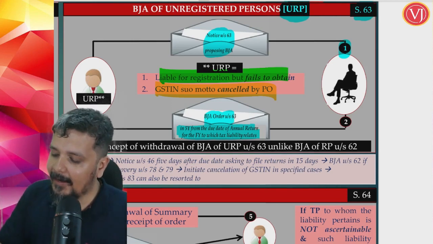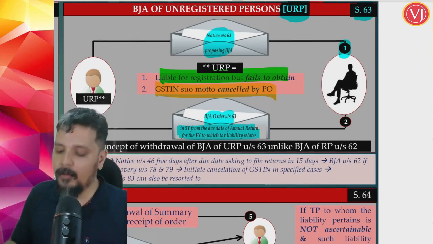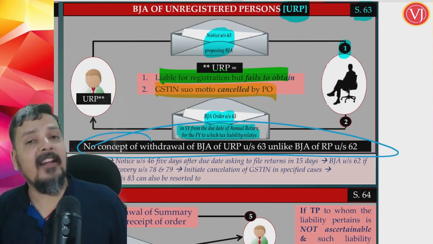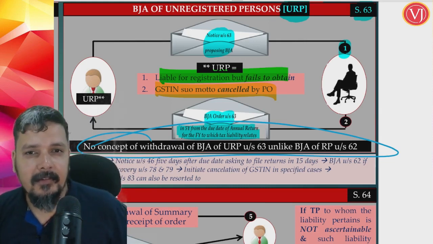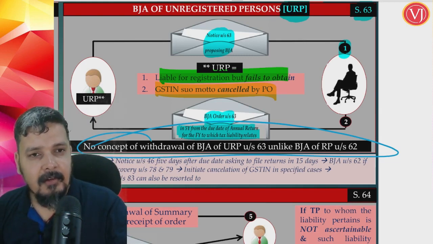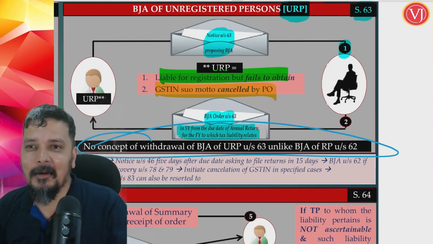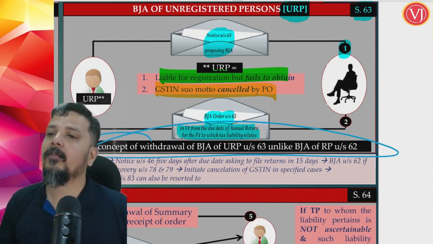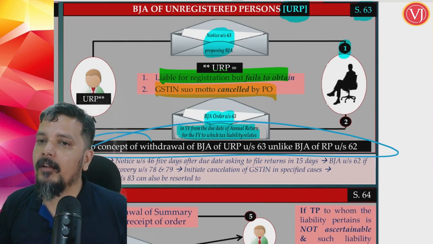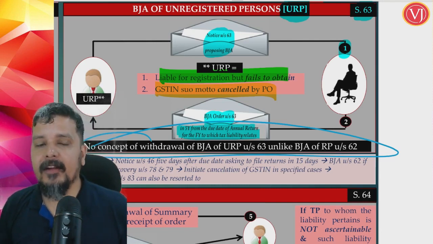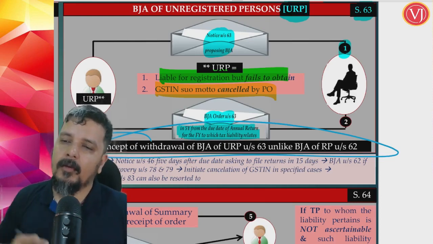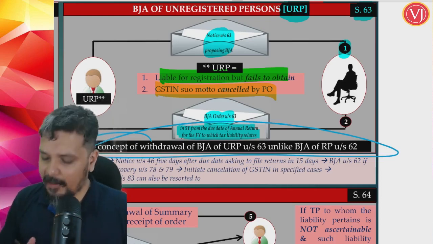Please understand, unlike your best judgment under section 62, there is no concept of withdrawal. Now, which type of persons are we talking about? Fraud persons. They were liable for registration, never took registration. They took registration, but the proper officer suo moto cancelled the registration. So here there is no concept of withdrawal of best judgment assessment order. Once it is done, it is final. All you can do is go and challenge in appeals.